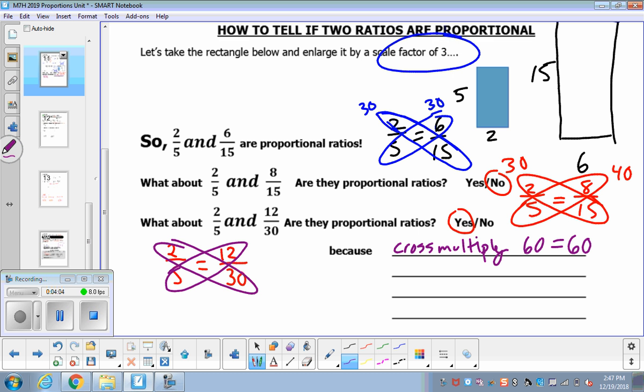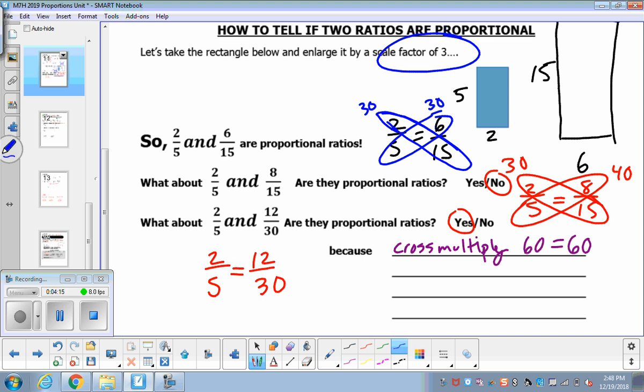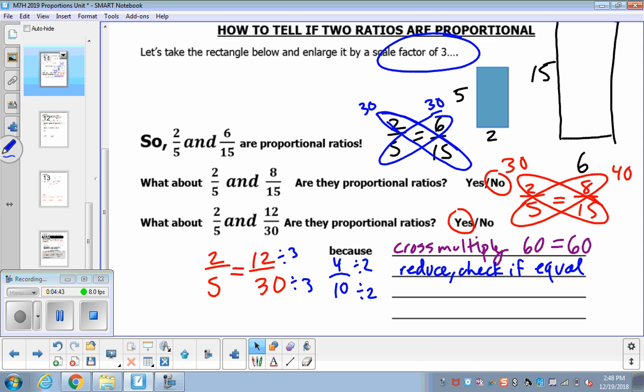Now another thing we could have done, and I'll erase this now, if we have the 2/5 and the 12 out of the 30, we're just trying to prove if they're equal or not. So what you could do is you could just reduce the 12 out of the 30. Both of these are divisible by 3. This will give you a 4/10. You can reduce that even further, and that's a 2/5. So if you reduce one of the fractions and it equals the other, then you know that they're proportional. So you can reduce, check if equal. All right? That's the second thing we could have done.